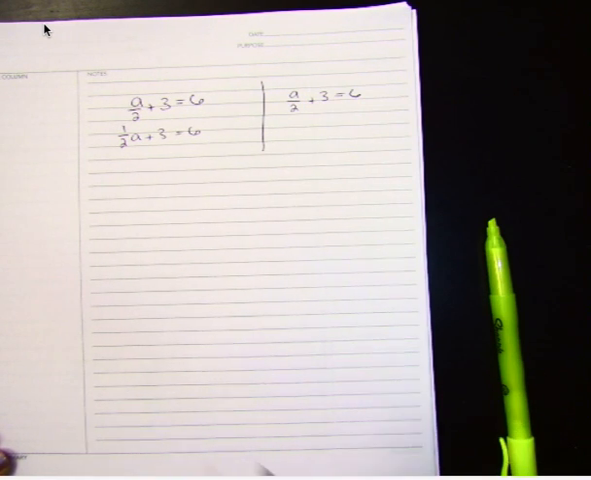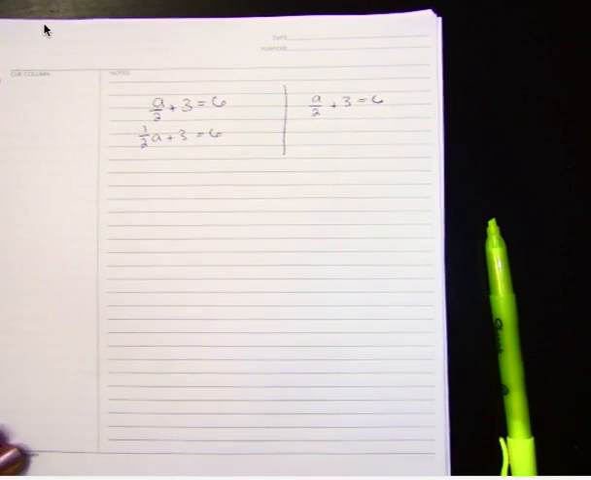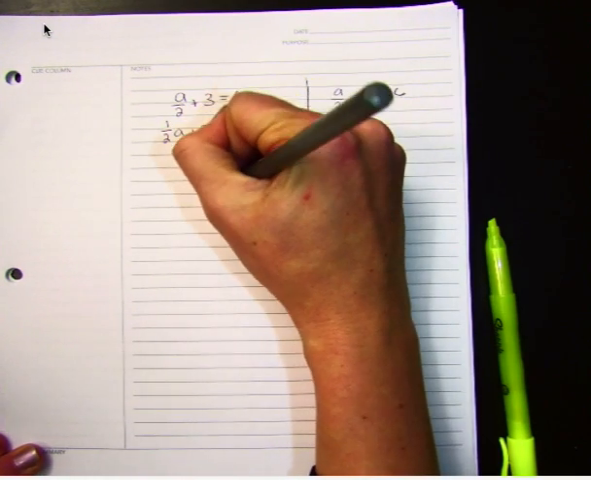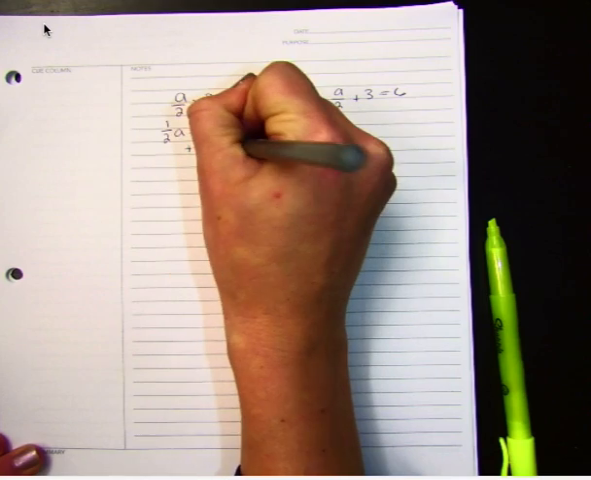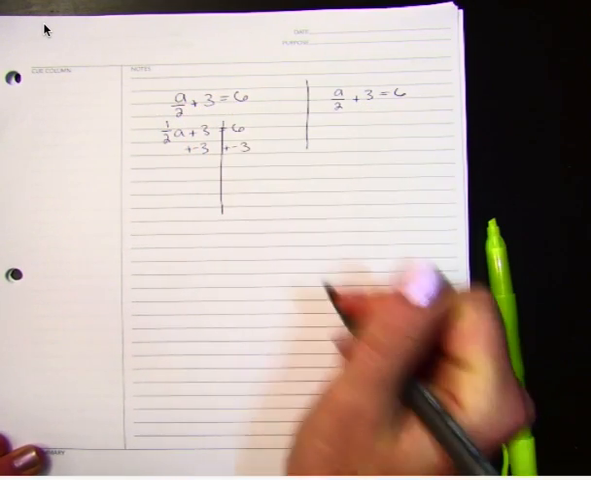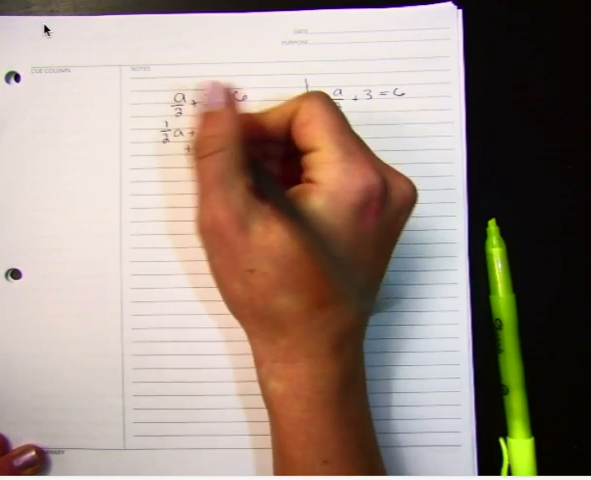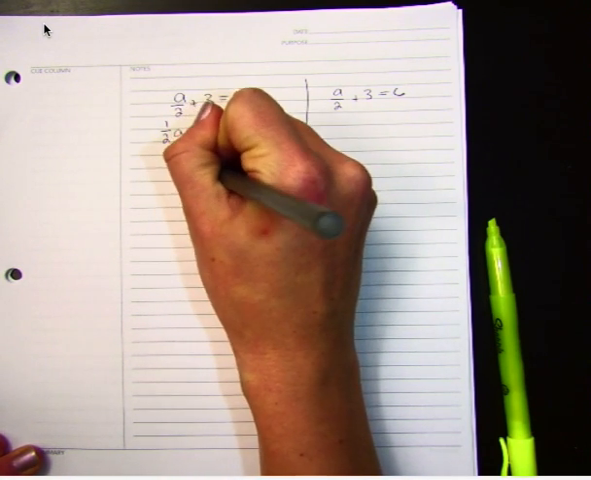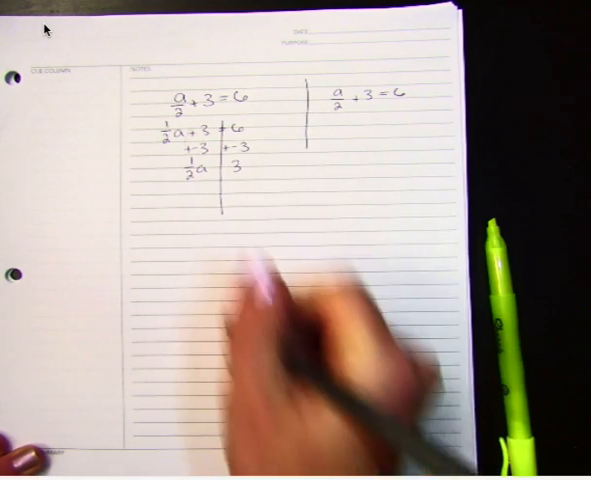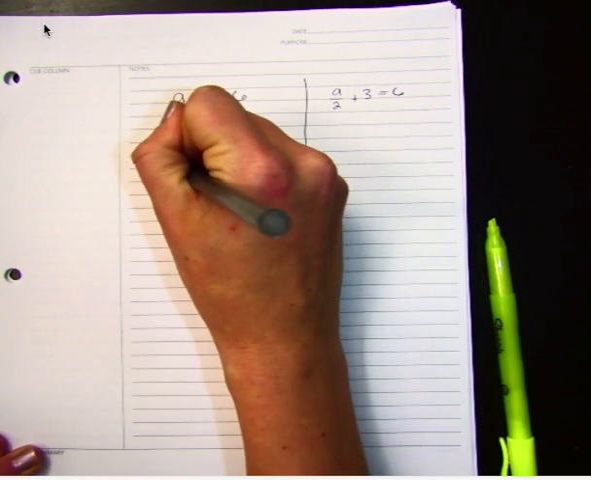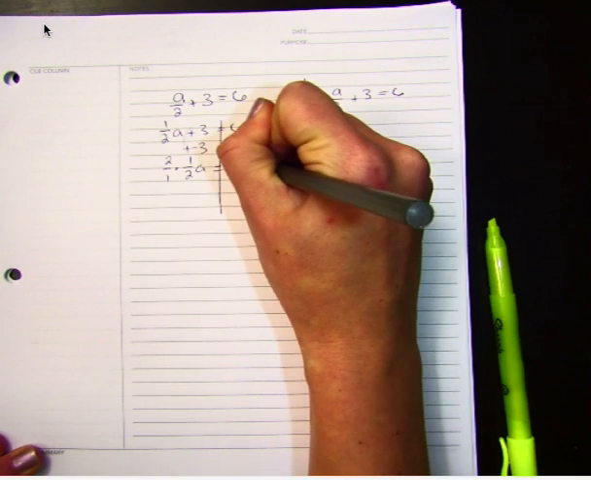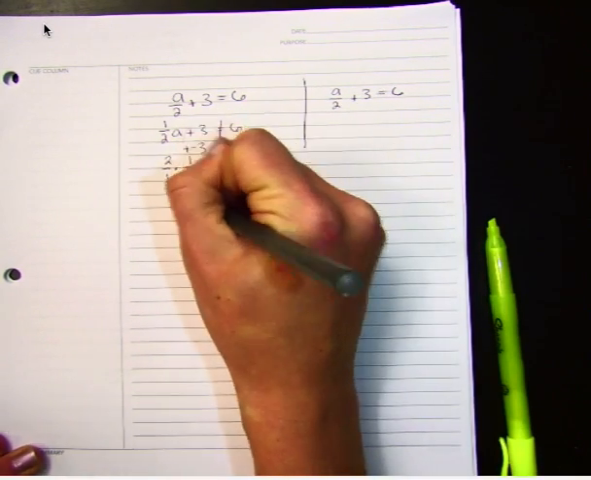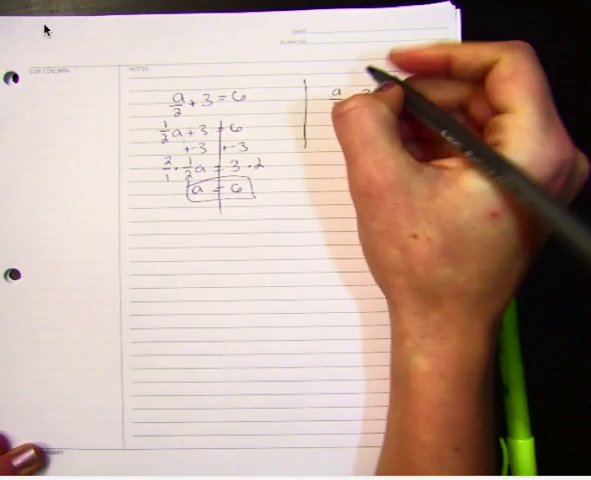I'll solve it both ways. This way I'm going to do the condensed version of how to solve this and how to show your steps when solving. Now my first step is to add the opposite of the addend. My addend is 3, so I'm going to add negative 3 to both sides of the equation. 3 plus negative 3 is equal to 0. So it really just removes itself. And we're left with half of a is equal to 3. Okay, next step, multiply by the reciprocal of the coefficient. And we're left with a is equal to 6. Yay!